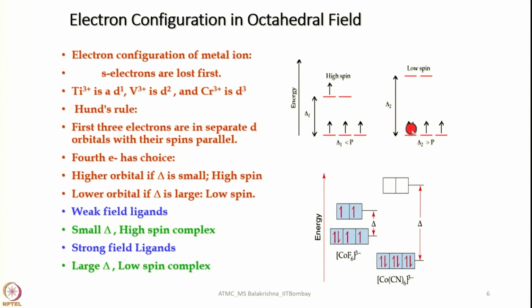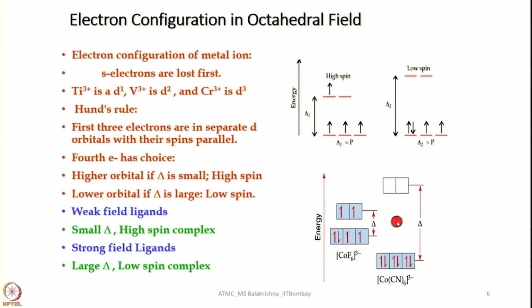As a result, pairing energy will be much smaller than the promotional energy. As a result, the electrons get paired instead of going to the higher orbital. So, that results in low spin complexes. In contrast, in cases where the ligand field is small and this separation is small, it is easy to promote an electron, and we end up with high spin complexes.